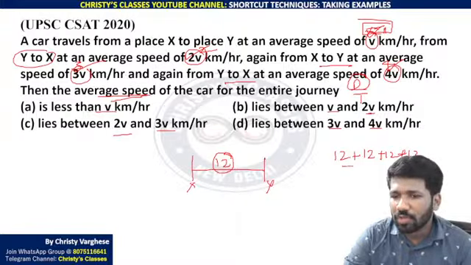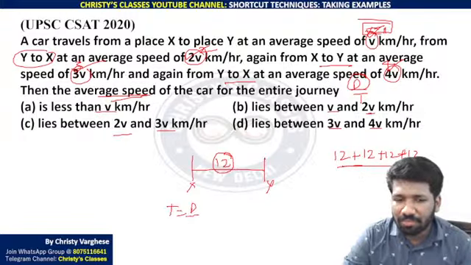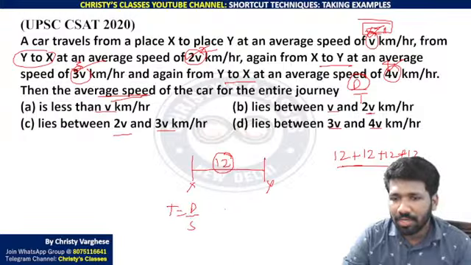So total distance is 12 plus 12 plus 12 plus 12. That is 48. Now total time. Time is equal to distance by speed. Distance is 12 by speed.